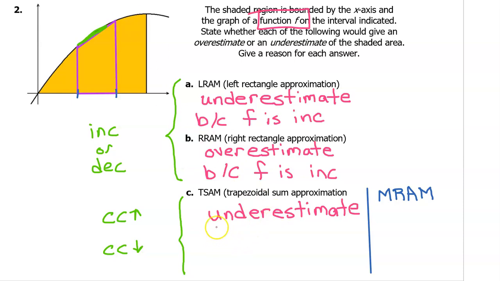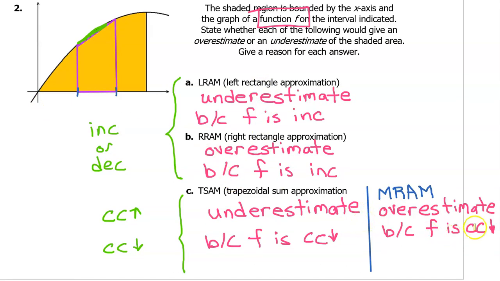So that's going to give us the reason why the TSAM method is giving us an underestimate. On this interval, function f is concave down. So we will say because f is concave down. Just memorize that Mram works the opposite of TSAM. I could draw you a little picture of it, but it wouldn't really convince you of why Mram is actually going to give you an overestimate.